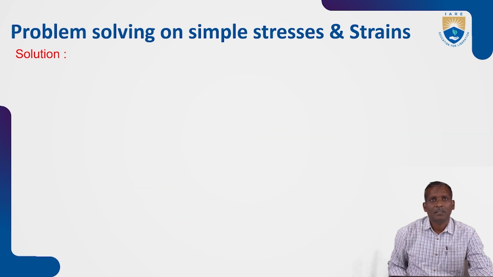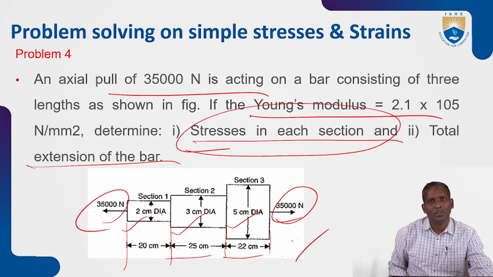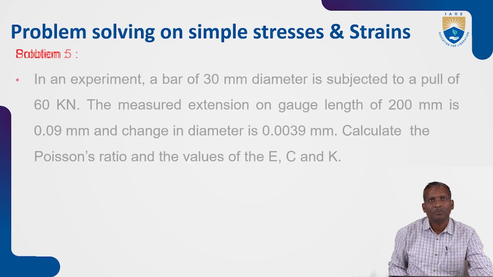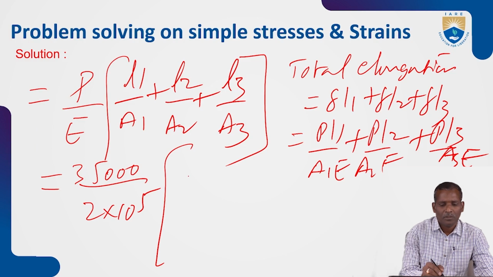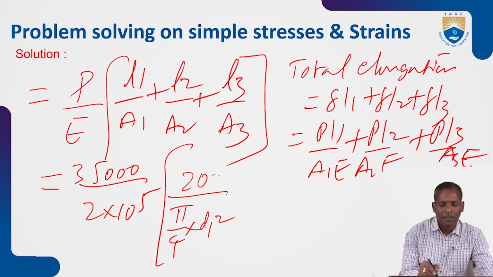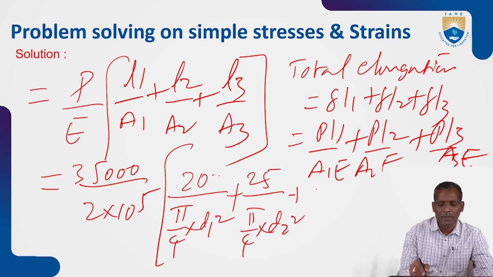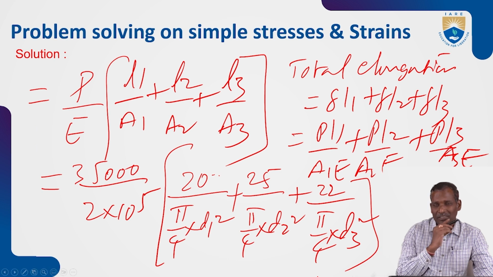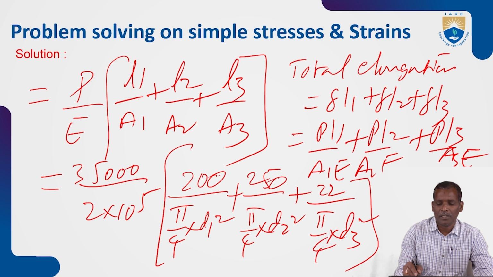In the first section, L1 is 20, L2 is 25 and L3 is 22. So 20 by 5/4 into D1 square, plus L2 25 by 5/4 into D2 square, plus 22 by 5/4 into D3 square. Here the length is in cm, convert into mm: 200, 250 and 220.